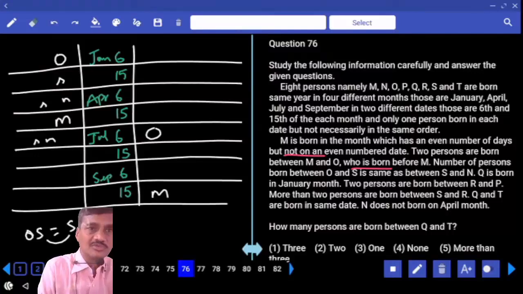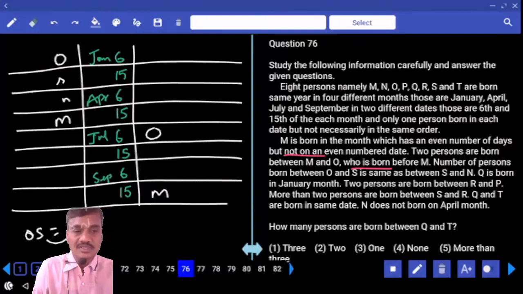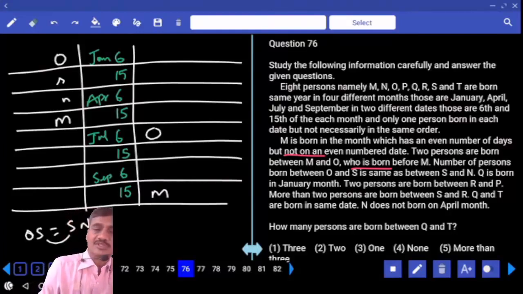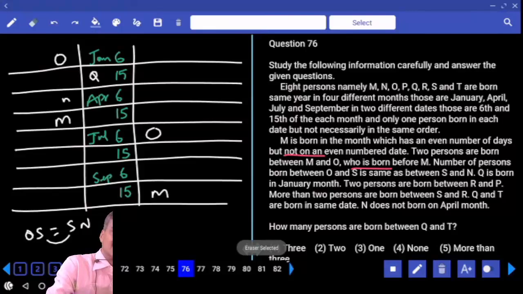No, only 2 possibilities we have. Done with this? Hence we have 2 possibilities in this case. SRN, SRN. And next one, number of persons. Q is born in the month of January. Now this Q must be born in the month of January, and so is at this place, hence Q must be at this place.